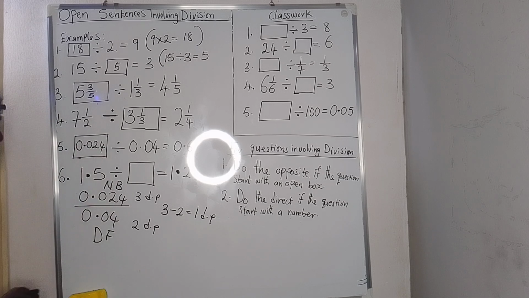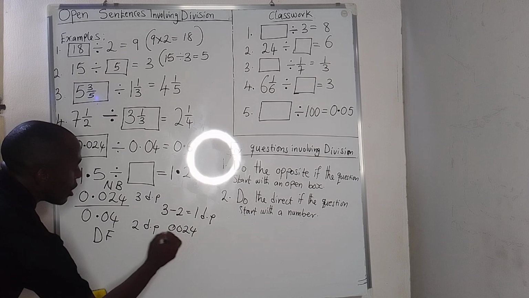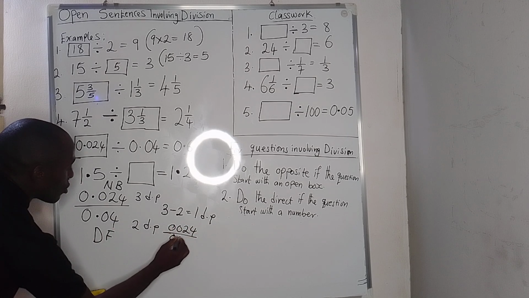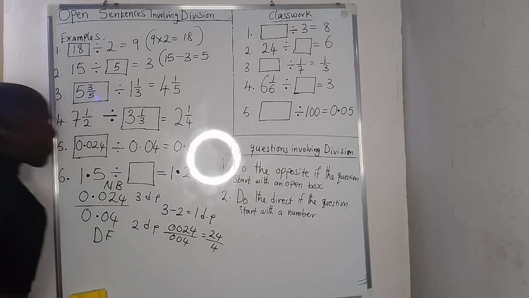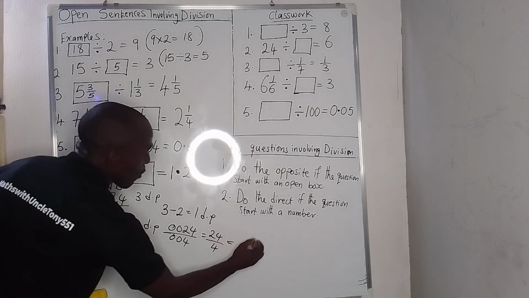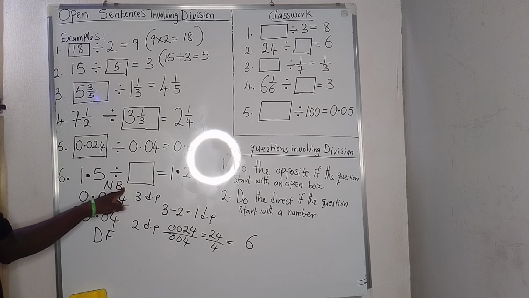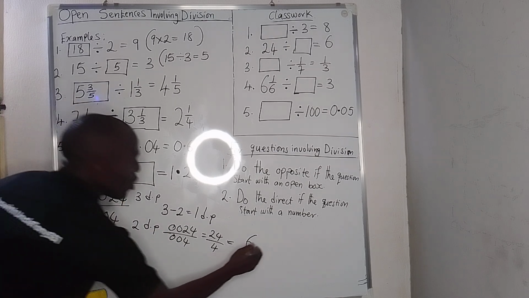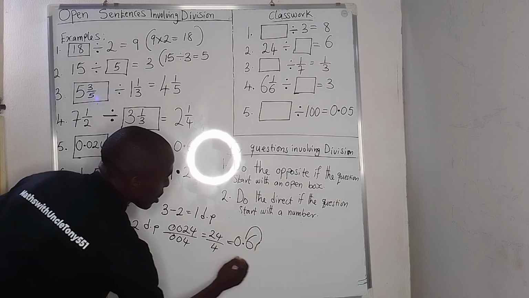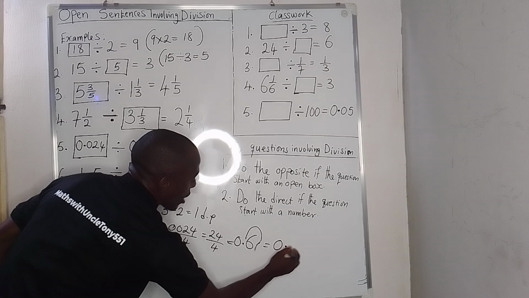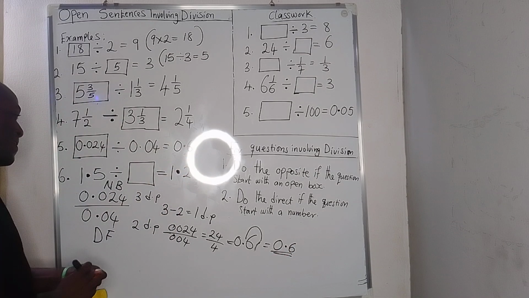So let's remove the decimal point, meaning that 0024 divided by 004 is the same thing as 24 divided by 4. 24 divided by 4 will give us 6. Remember, numerator is bigger. We move backward once. This is the one that we moved. So our answer is 0.6. Is it the same thing? Yes, it's the same thing.